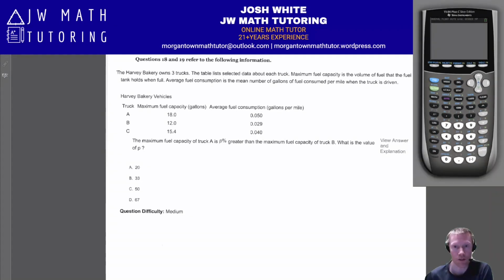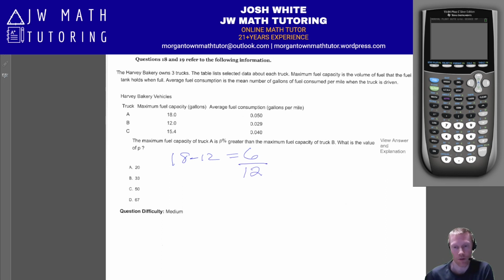Continuing now with question number 18. In this question, basically, you're given a little table here, and all that you're asked to figure out is what's the percentage increase from the fuel capacity of truck B to the fuel capacity of truck A. That's really all they're asking. So we can find that just by finding the difference between them, which is just going to be 6 gallons. Truck B is 12, truck A is 18. And then dividing that by the amount that truck B has.